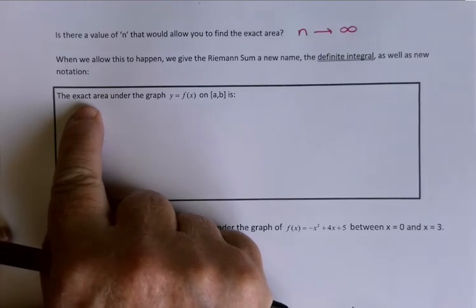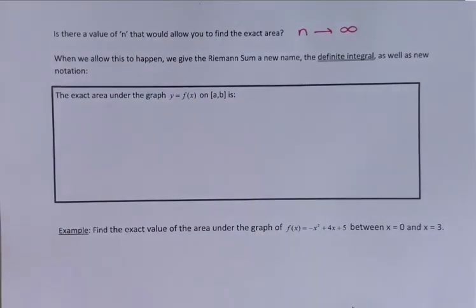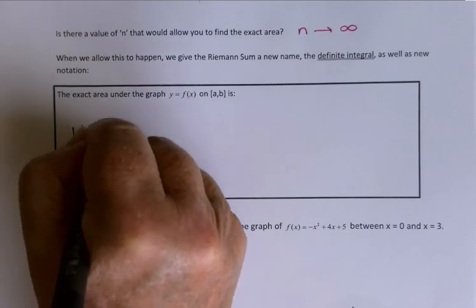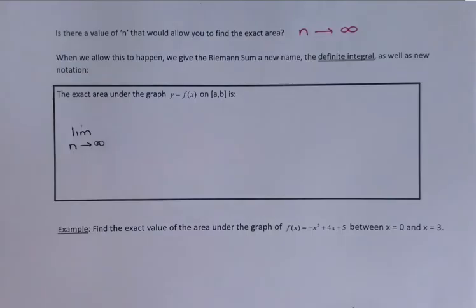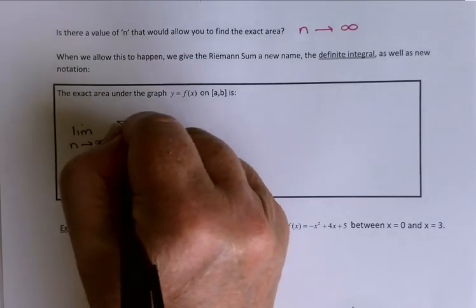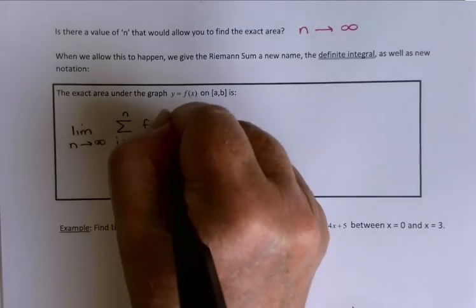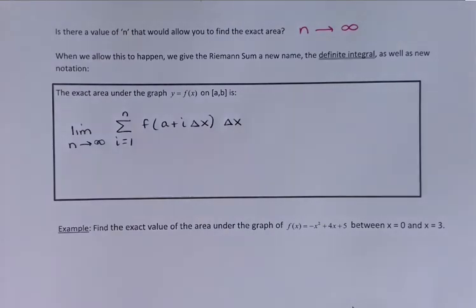The exact area under the graph y equals f of x on the interval from a to b is going to be the limit as the number of rectangles goes to infinity. So I'd have the limit as n, the number of rectangles, approaches infinity. And then I'm just going to put in that Riemann sum, right? This one right here. The sum as i goes from 1 to n of f of a plus i delta x times delta x.